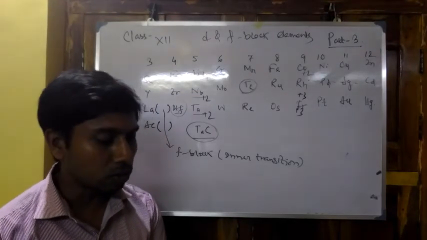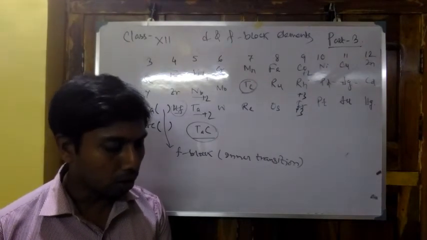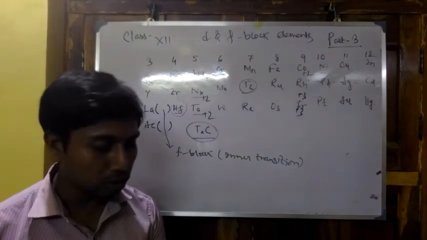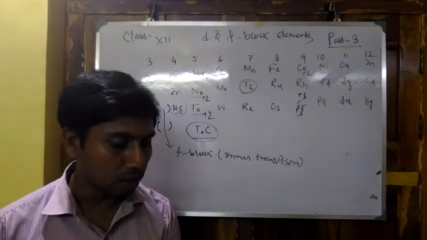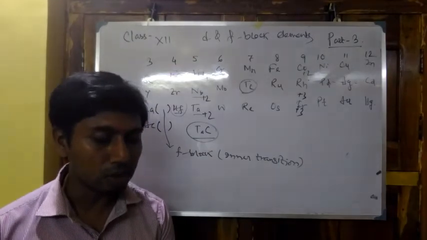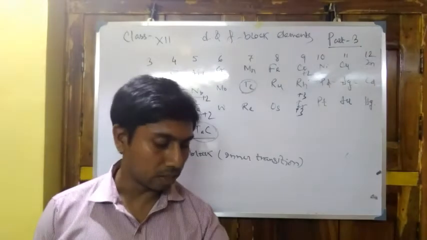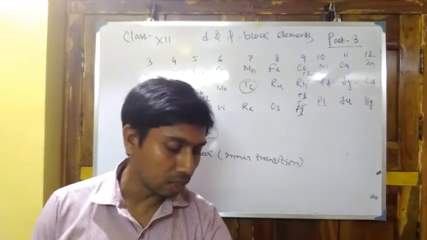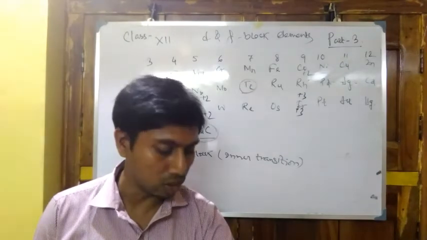Next one, some uses of transition metals. So first of all, AgNO3. AgNO3 is used in the silvering of mirrors and is also a useful reagent in the laboratory. Silver bromide finds utility in photography. Next one is Baeyer reagent. It is a dilute alkaline solution of KMnO4 and is used to test unsaturation.